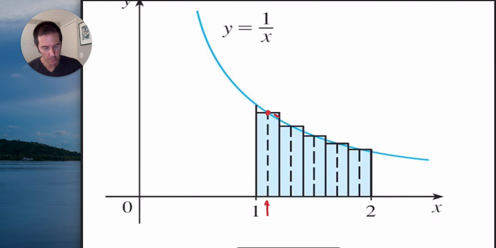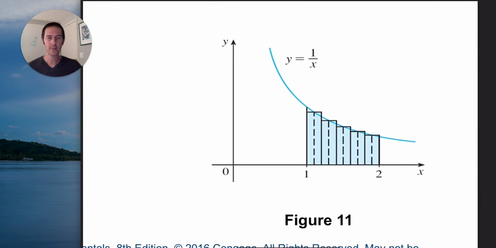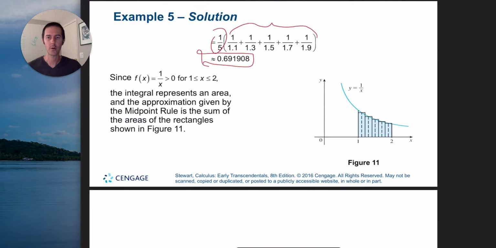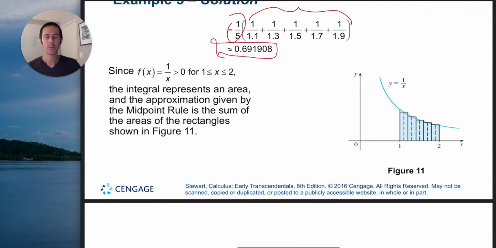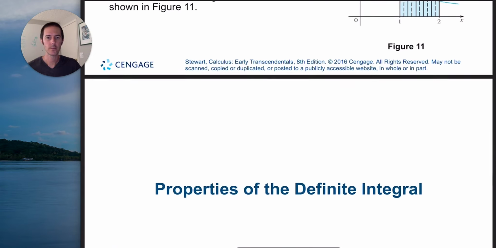Look, here's part of the over approximation, and here's part of the under approximation. By using a midpoint, those two are getting pretty close to canceling each other out, and it ends up being a better approximation of our area under the curve. It sort of splits the difference between the over and under approximations that we get from using either right endpoint or left endpoint approximations.